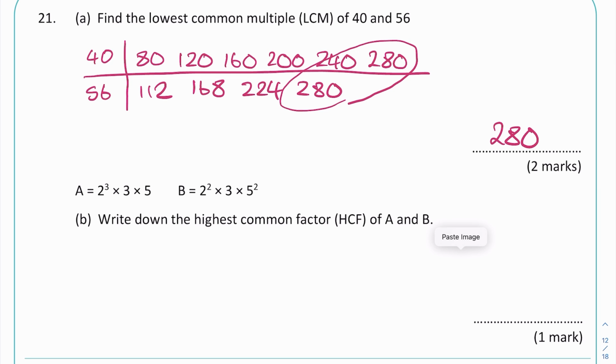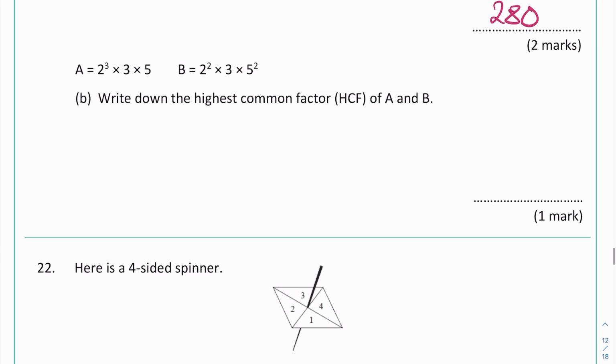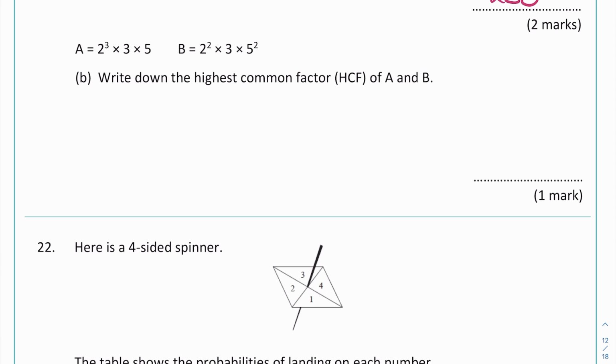Sometimes you do have to go for quite a distance, but just don't give up on it and keep going along your table. But 280 is the lowest common multiple of these two. For part B, we're given some numbers, but they've been written for us as a product of prime factors. But we can type these numbers into the calculator. So 2 cubed multiplied by 3 multiplied by 5, that's the number 120. Likewise, 2 squared times 3 times 5 squared, that comes out as 300.